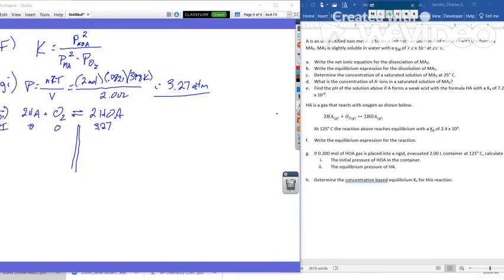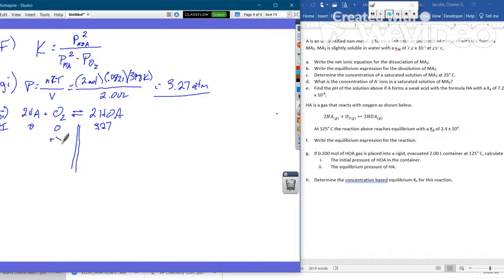So we're going to set up our ICE table as though we're doing it for the reverse reaction. If I started off with 0 of each of these, then I know that I'm going to end up increasing by x with this one, and this one is going to increase by 2x. Proportionally speaking, this one is going to decrease by 2x.